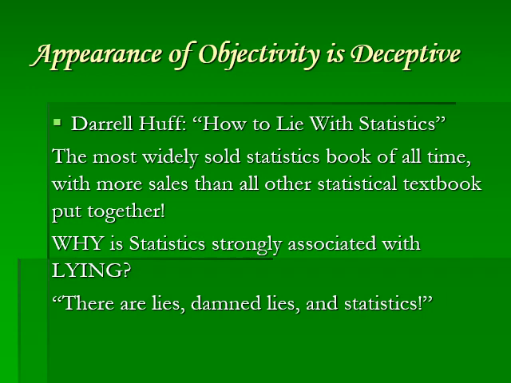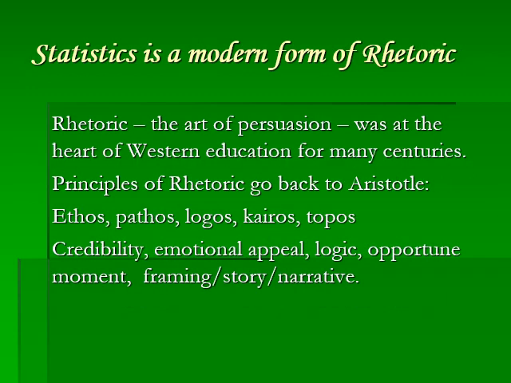So the first thing to note is that the appearance of objectivity, that statistics is like 2 plus 2 equals 4, this is deceptive. There is a famous book called How to Lie with Statistics, and this is the most widely sold statistics book of all time, with more sales than all other books in statistics put together. So it is also well known that statistics is associated with lying. Famous statement made by Mark Twain: there are lies, damned lies, and statistics. So why is it so that statistics and lying seem to go together?